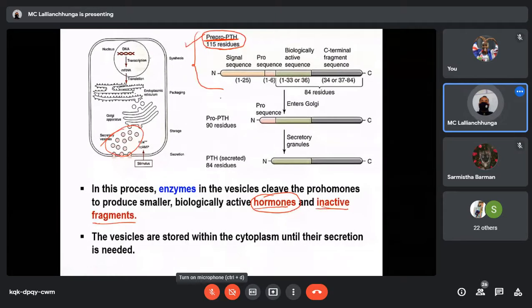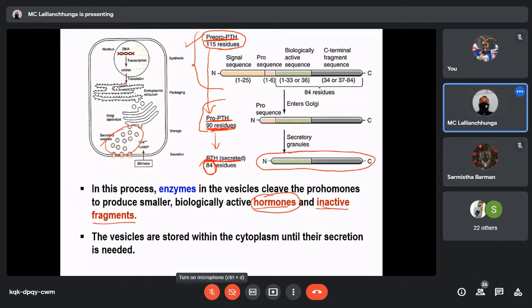But in the reticulum itself, this will be broken into the prohormone, pro-parathyroid hormone. Now it is smaller; the inactive part is reduced from 115 to 90 amino acids only. Then in the secretory granules, enzymes will break this prohormone again into the active hormone. Now this is PTH, containing only 84 residues. From pro-PTH, 6 amino acids have been removed, and this is the active hormone. All this process will be discussed in more detail in the biochemistry class. Is it clear how a hormone is produced?